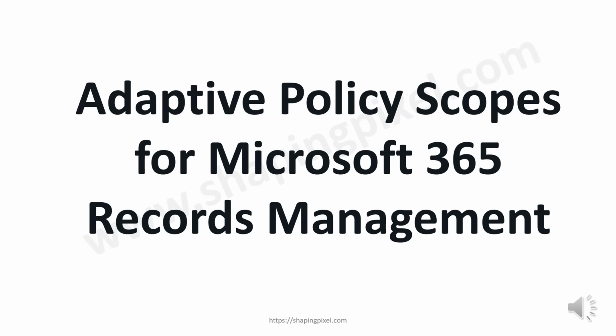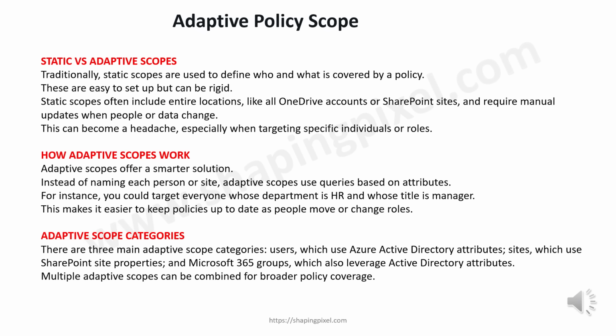Adaptive policy scopes for Microsoft 365 Records Management. Every organization needs to control who can access sensitive information. This is where policy scopes come in. For example, tax records or payroll data are usually limited to finance or HR teams, while sales pipeline documents might be shared more widely across departments.